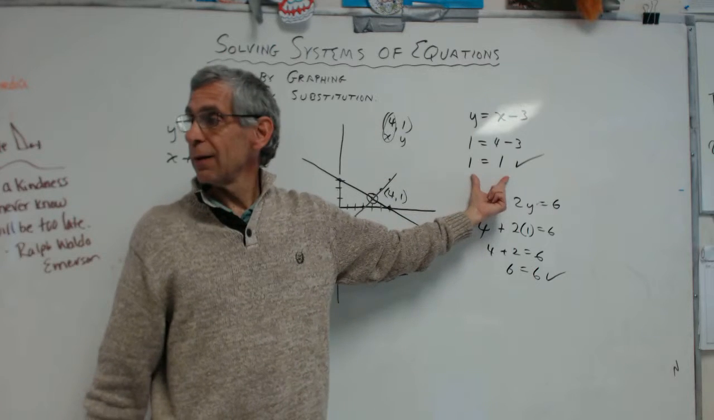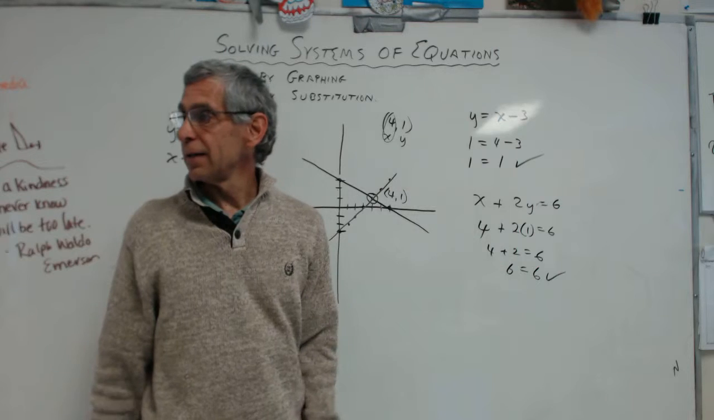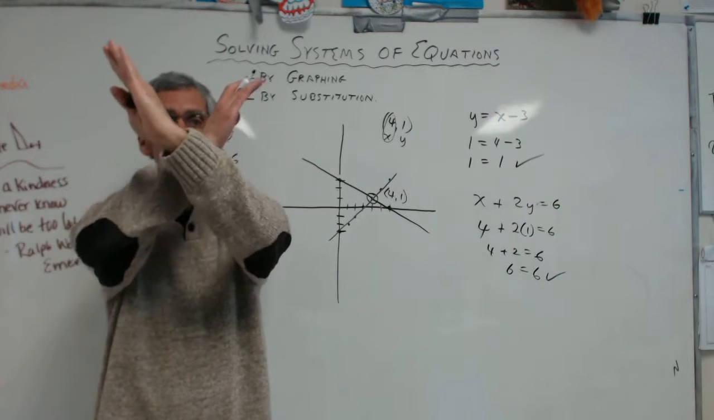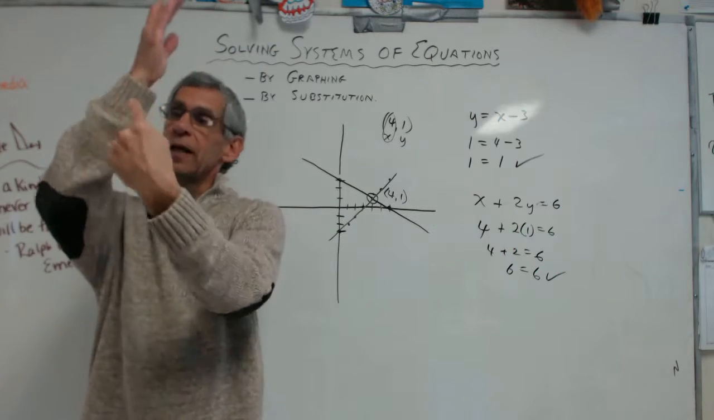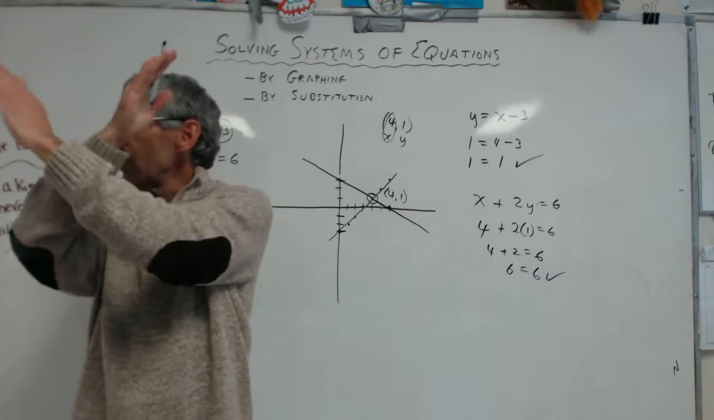Do I get a true statement at the very end? Make sense? We're not going to spend a lot of time on this one. But I just wanted you to understand, solving a system is looking for the place that's true for both equations. It's only one place. There's only one point.